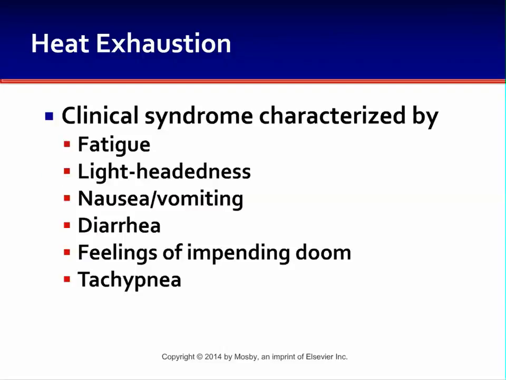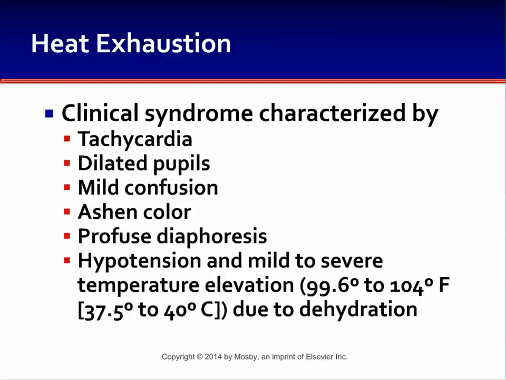The clinical syndrome is characterized by fatigue, lightheadedness, nausea and vomiting, diarrhea, a feeling of impending doom, and tachypnea. It's also characterized by tachycardia, dilated pupils, mild confusion, ashen color, profuse diaphoresis, hypotension, and mild to severe temperature elevation, such as 99.6 to 104 Fahrenheit due to dehydration. Heat exhaustion usually occurs in individuals engaged in strenuous activity in hot, humid weather, but it also occurs in sedentary individuals.